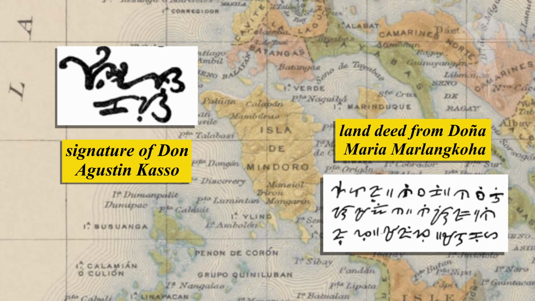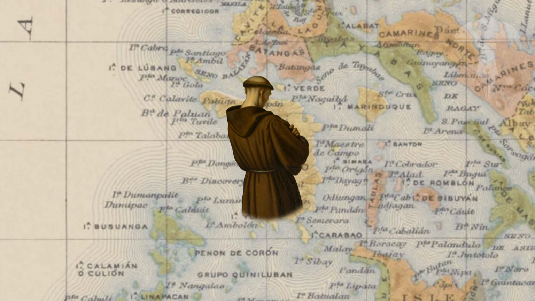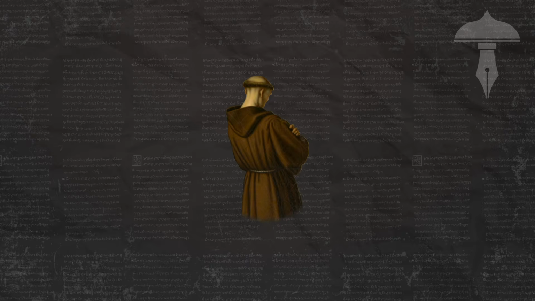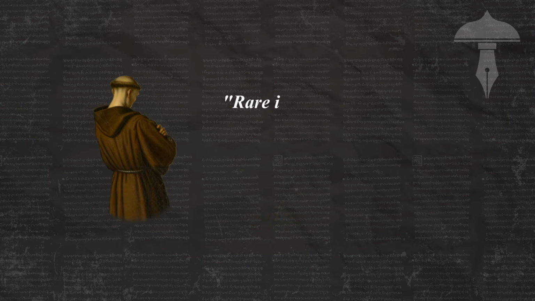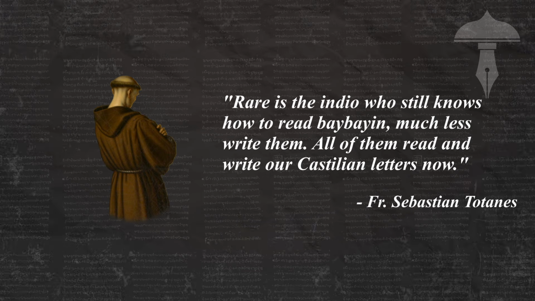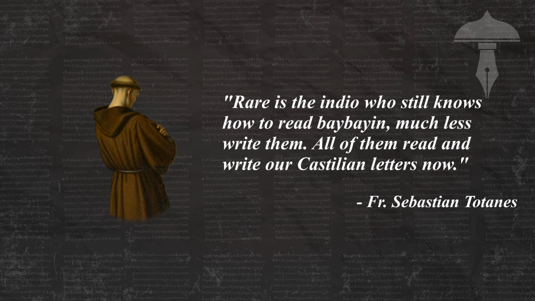But in 1745, Father Sebastian Totanes claimed that there are only a few natives who still know how to read and write the characters, as most of them are well versed in the Latin alphabet. To quote Father Totanes, "Rare is the Indio who still knows how to read Baybayin, much less write them. All of them read and write our Castilian letters now."